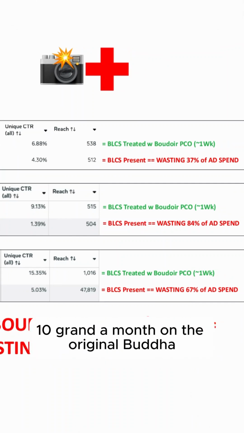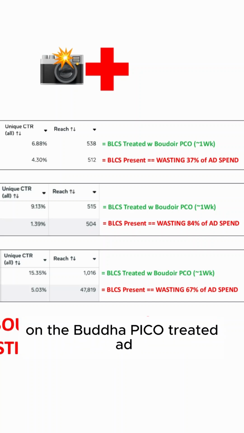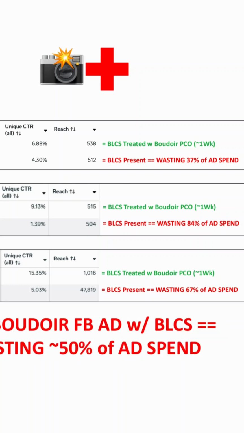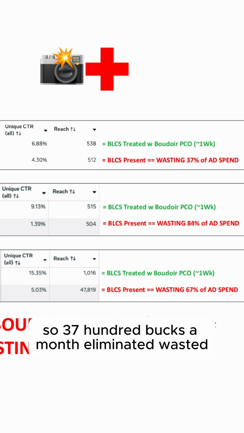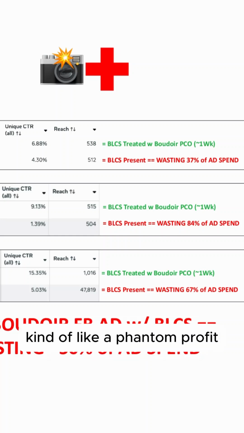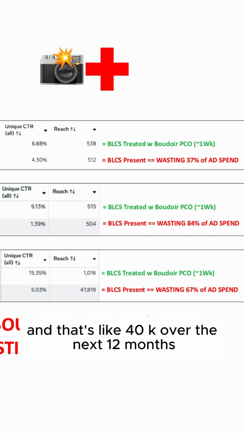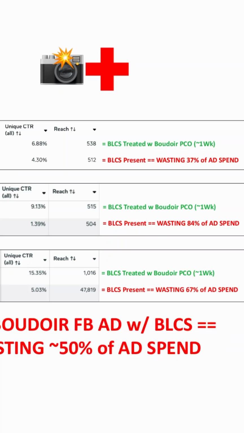So if they're spending 10 grand a month on the original Boudoir Facebook ad, now they only need to spend 6,300 bucks a month on the Boudoir Pico treated ad in order to get the ad into the same number of women's brains in both scenarios. So 3,700 bucks a month of wasted ad spend eliminated, back in the owner's pocket. They no longer have to spend it, kind of like a phantom profit. And that's like 40K over the next 12 months without having to do any extra work.